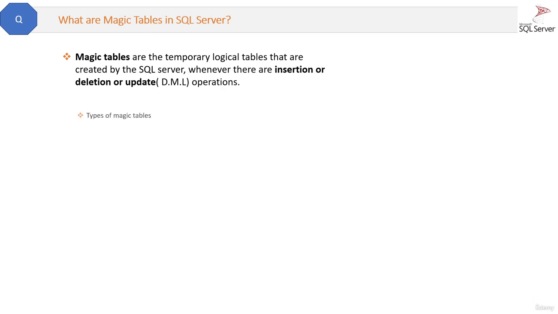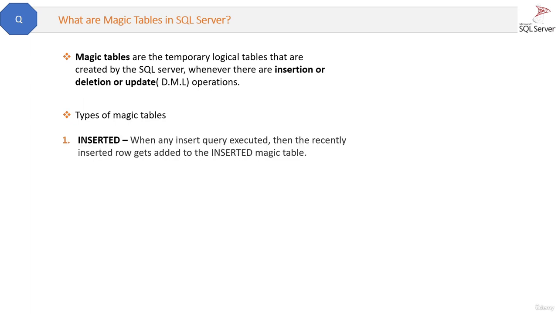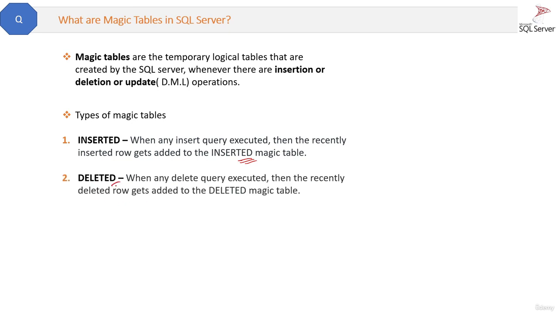Now there are two types of magic tables which are very simple. First is inserted. When any insert query is executed, then the recently inserted row gets added to the inserted magic table. So this inserted magic table is maintained by SQL Server. Similarly, another magic table is deleted. When any delete query is executed, then the recently deleted row gets added to the deleted magic table.